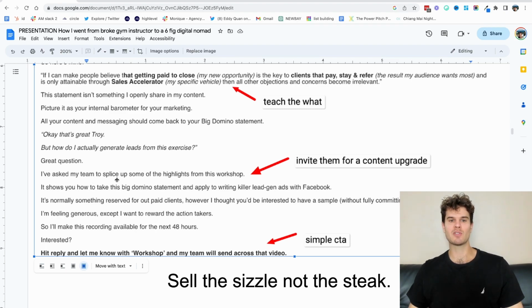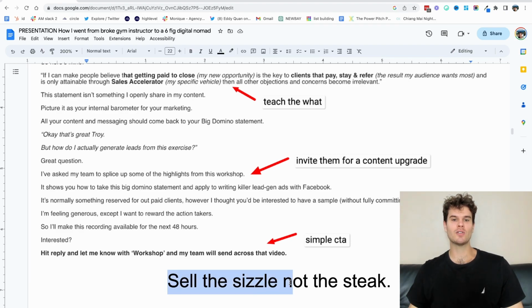Great question. I've asked my team to splice up some of the highlights from this workshop. It shows you how to take this big domino statement and apply it to writing killer lead gen ads with Facebook. It's normally something reserved for our paid clients. However, I thought you might be interested to have a sample without fully committing. I'm feeling generous, except I want to reward the action takers, so I'll make this recording available for 48 hours. Interested, hit reply with workshop, and my team will send it across.